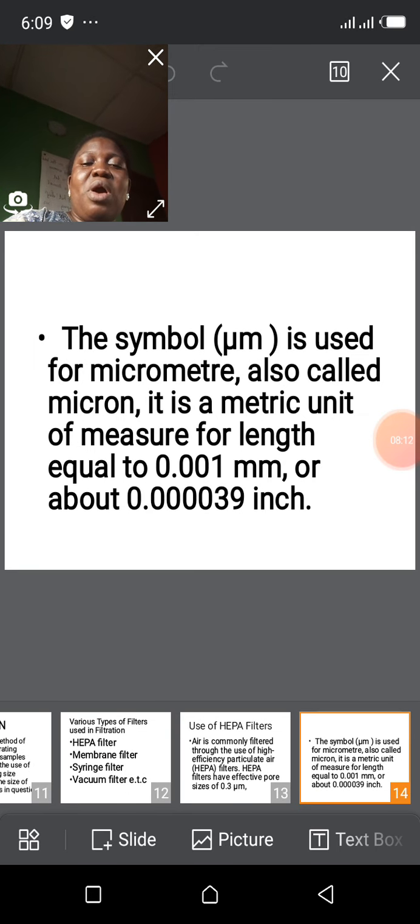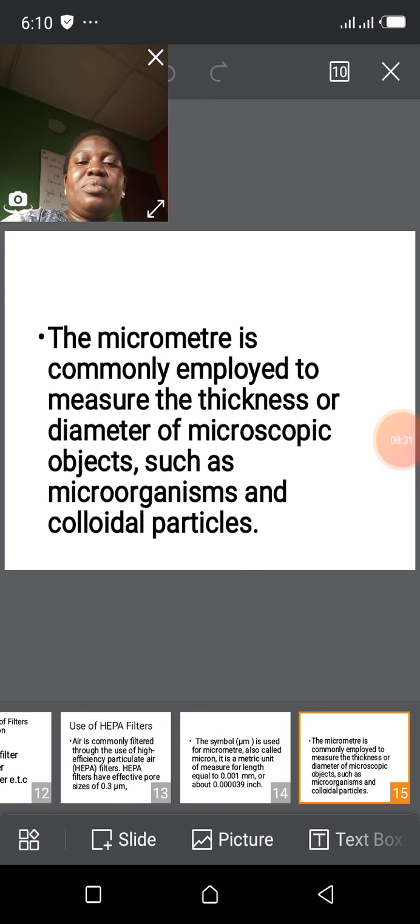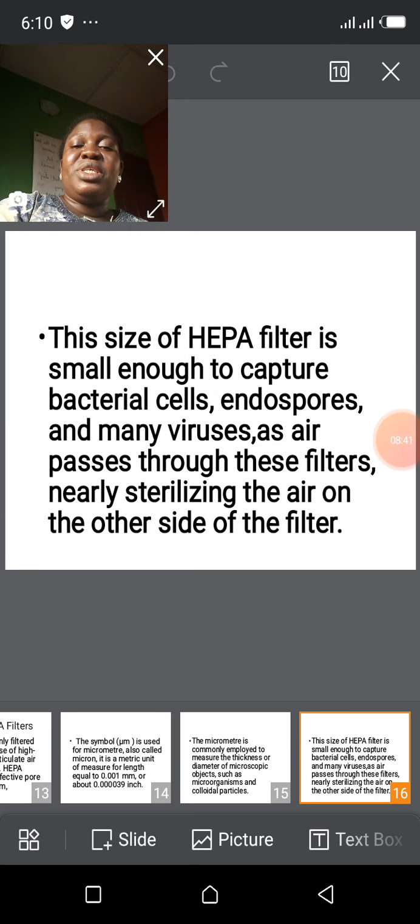Now, the symbol in brackets is used for micrometer, and it is also called micron, and this is a metric unit of measurement for length that is equal to about 0.001 millimeter or about 0.00039 inches. Very low size. The micrometer is commonly employed to measure the thickness or diameter of microscopic organisms, like microorganisms and some colloidal particles, because they are very small.